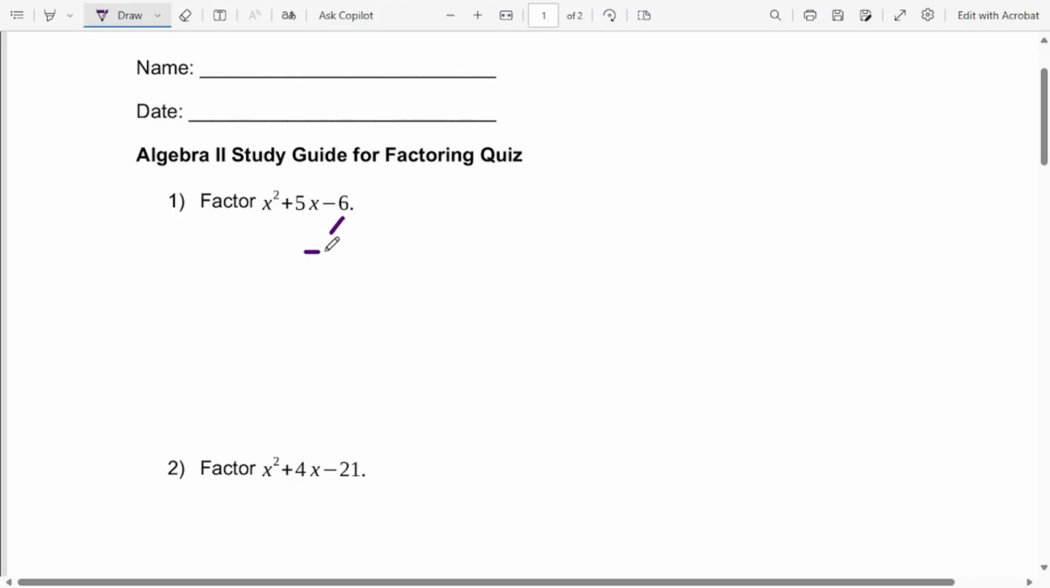I could do negative 1 times positive 6, or negative 2 times positive 3. Now, negative 2 plus 3 would add to a positive 1, but we want a positive 5. So we're going to select negative 1 and positive 6, and this is going to factor to x plus negative 1, or x minus 1, times x plus 6.